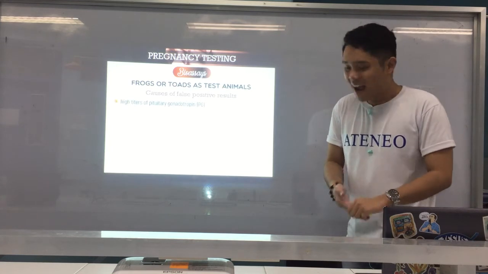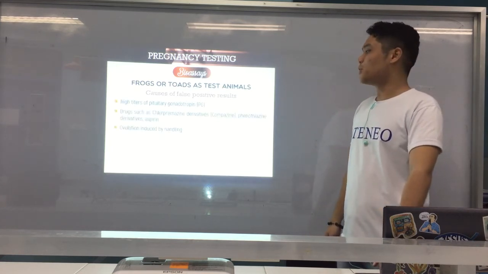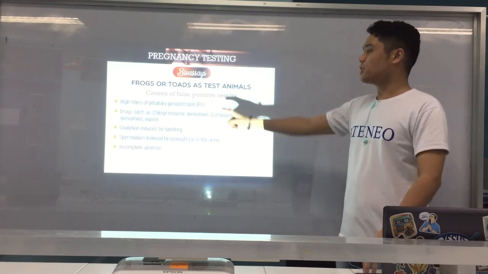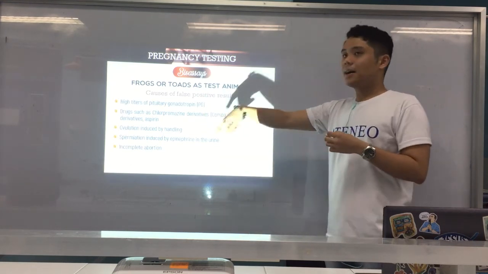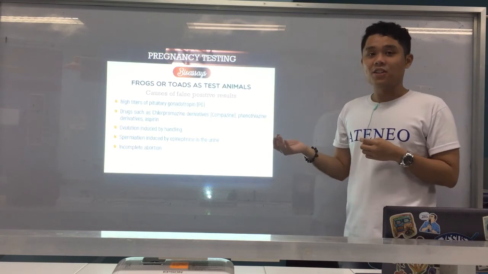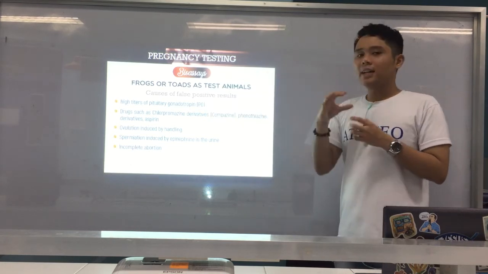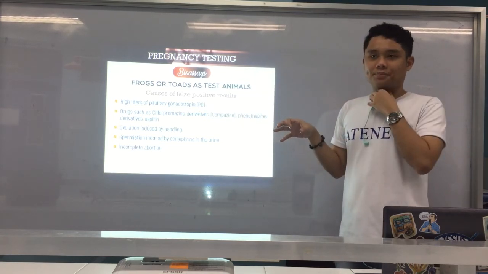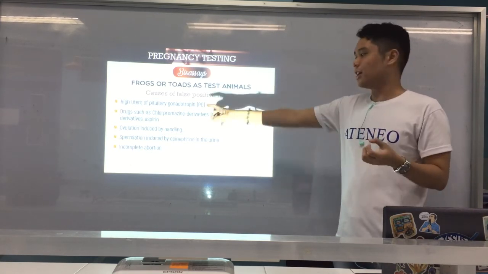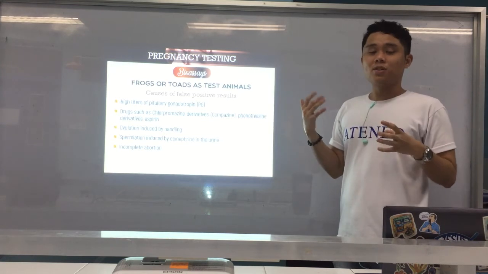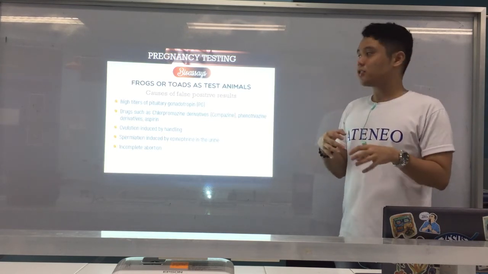we'll go first with our false positive results of frog toads. Of course, first is high titers of pituitary gonadotropin. Because again, the pituitary can also release HCG. And gonadotropin could cross-react also with our intended analyte, which is HCG. As you can see, they're quite the same in structure. So they could cross-react.